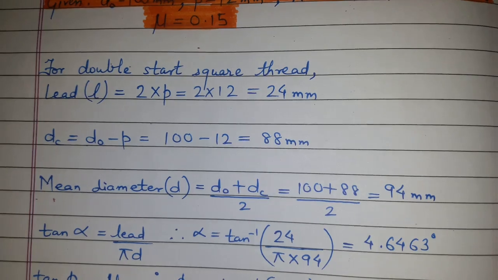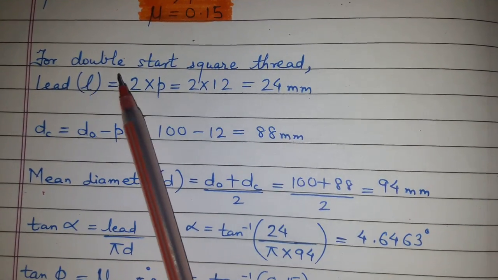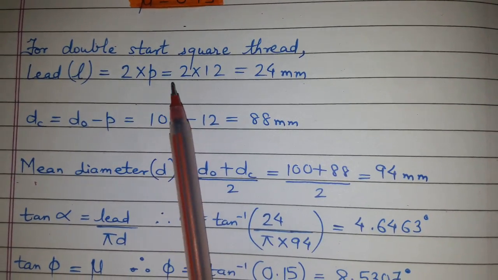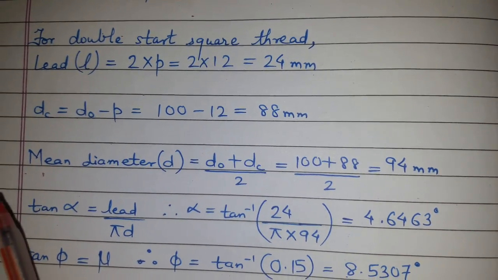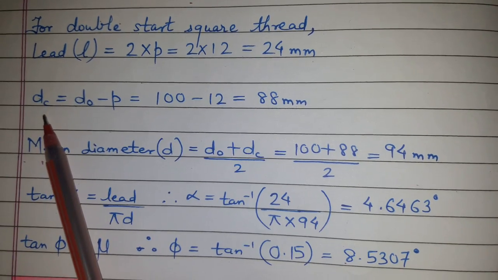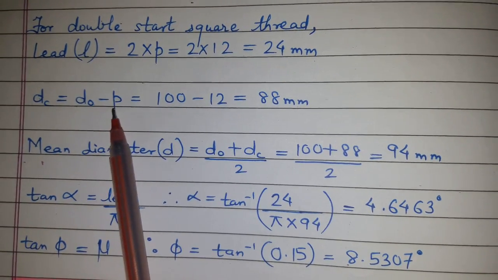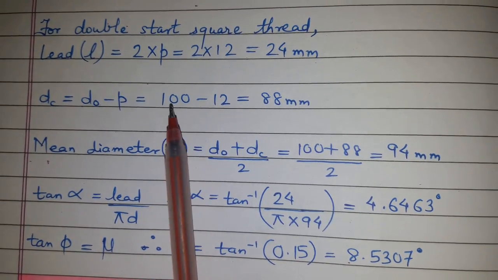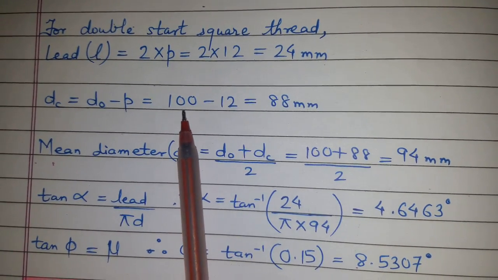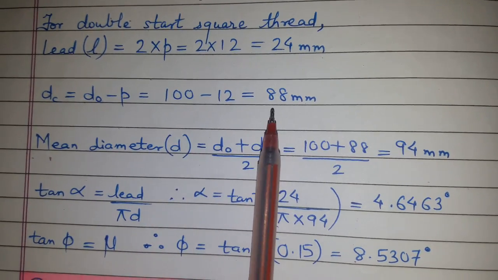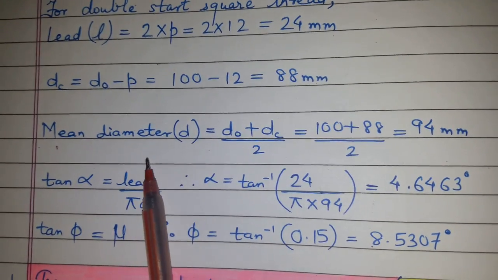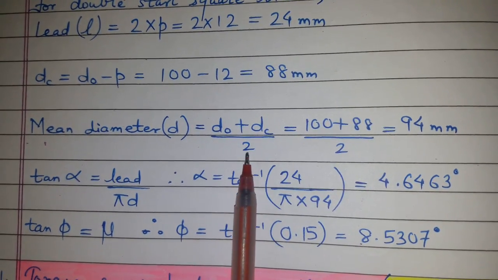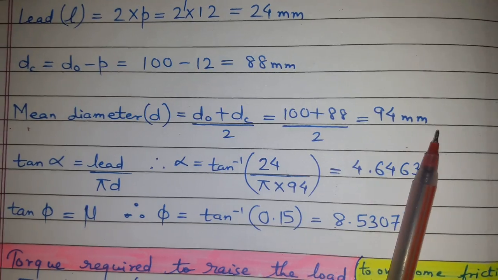First, since it is a double start square thread, we will find the lead. Lead is equal to 2 into pitch, so we got 24 mm lead. The core diameter is equal to nominal diameter minus pitch, so we have 100 minus 12, because nominal diameter is given as 100 and pitch is given as 12, so we got 88 mm. Mean diameter will be nominal diameter plus the core diameter divided by 2, so we got here 94 mm.